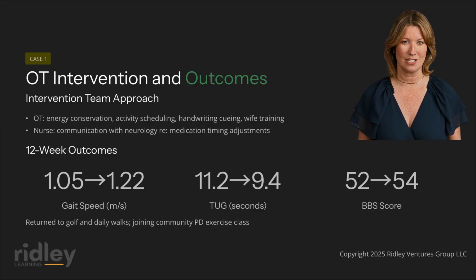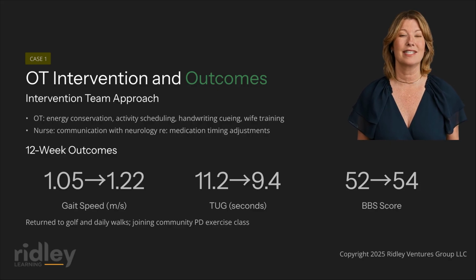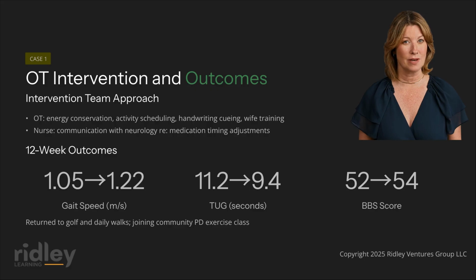clinically meaningful changes. Berg Balance Scale score increases to 54 out of 56, with improvements in single leg stance and reaching tasks. He reports improved energy management through strategic activity scheduling and describes sustained engagement with his home exercise program, supported by his wife's encouragement.